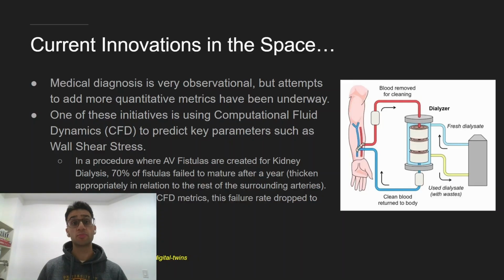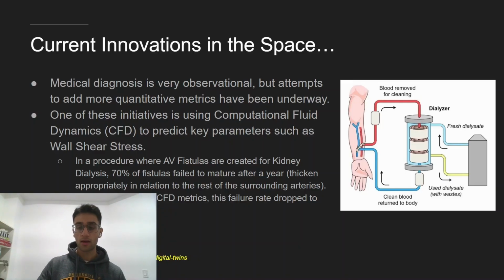There's some current innovation in the space. Medical diagnosis has always been very observational, but attempts to add more quantitative metrics have been well underway. One of the initiatives is using CFD, or computational fluid dynamics, to predict key parameters like wall shear stress. Before CFD was introduced, AV fistulas typically had a 70% failure rate to mature after a year. However, after the addition of these CFD metrics, this failure rate dropped down to 10 to 20%.